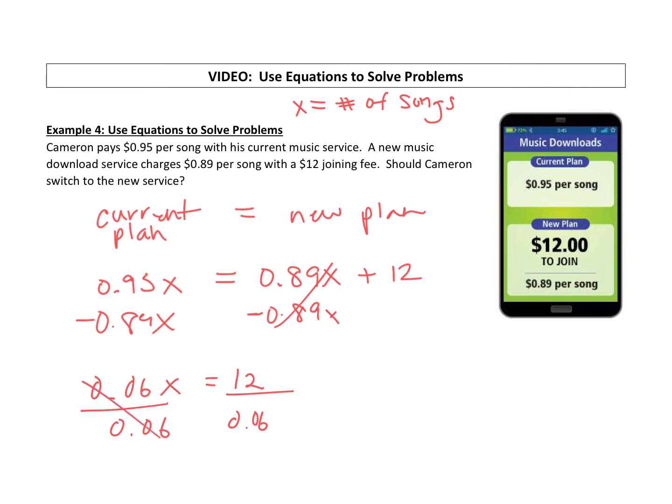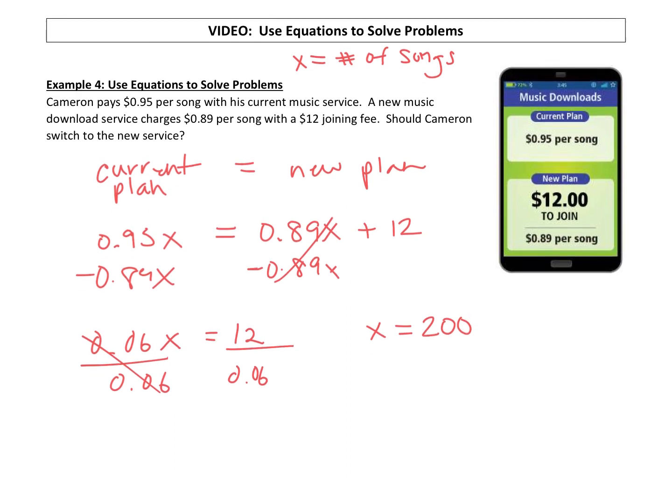Let's make sure we don't get lost in all these zeros. All right, so 12 divided by 0.06 is 200. So what does that mean? We got x equals 200. x represents our number of songs, and we had an equal sign. So what that means is the plans cost the same at 200 songs.